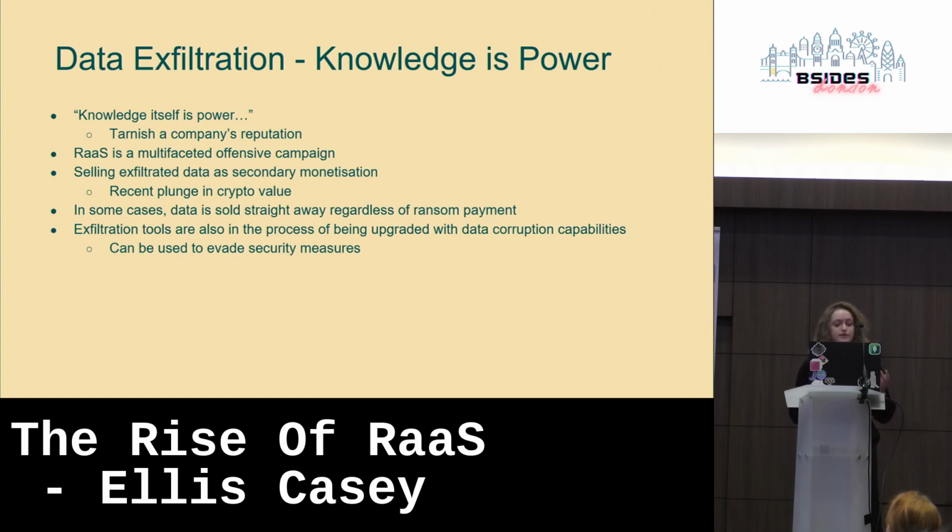Attackers are using RaaS to sell exfiltrated data as a form of secondary monetization. And as Sir Francis Bacon famously said, knowledge itself is power, as it can command obedience. If a company's sensitive data was leaked, their reputation would be tarnished, and it would force compliance in order to get their data back. Sounds like a PR nightmare to me. In some cases, instead of holding data for ransom, it's immediately exfiltrated and sold, as it would be more valuable to the hackers. This is perhaps related to the somewhat recent plunge in the value of cryptocurrencies like Bitcoin and Ethereum. Exfiltration tools are also in the process of being updated with data corruption capabilities, which can also be used to evade security measures.